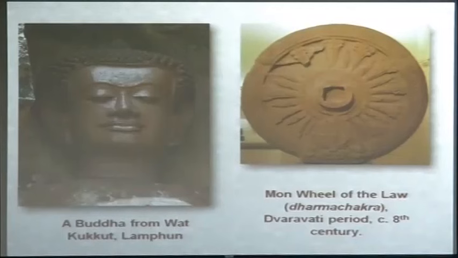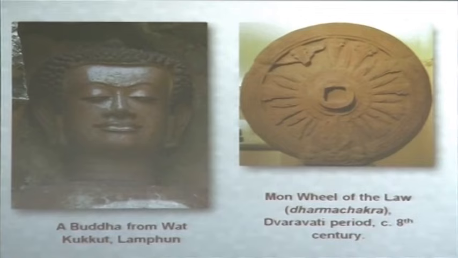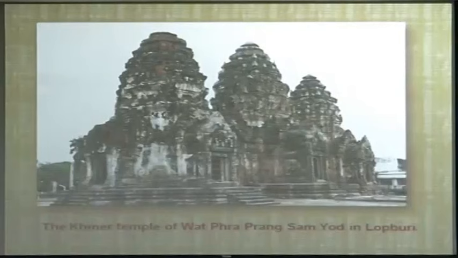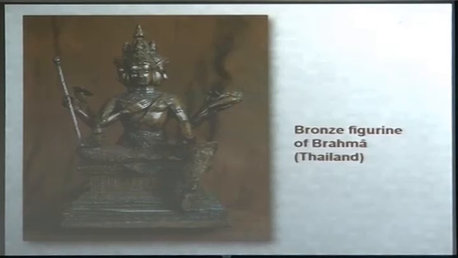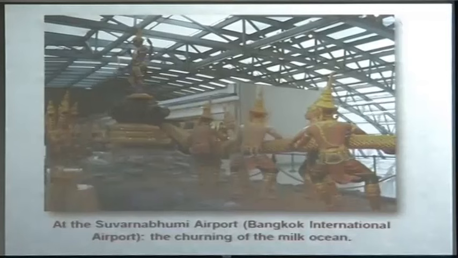Lots of statues, some of them colossal, like the one on the left. You have the Dharma Chakra, the wheel of the Dharma, which is a typical Buddhist symbol. This is an inroad by the Khmer dynasty, which I will come back to in Cambodia in a few minutes, with its typical architecture, which has a style of its own. And as I said, Hinduism also is present, so you have figurines of a lot of Hindu gods. This is Brahma.